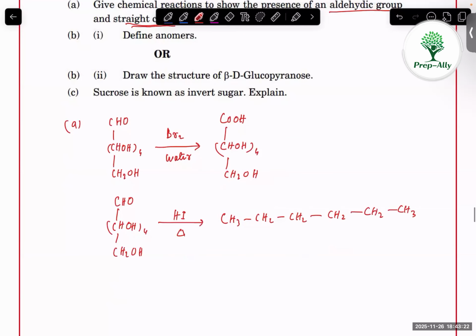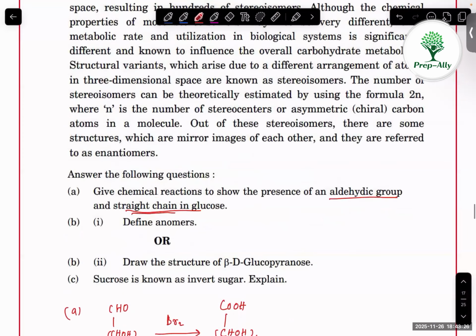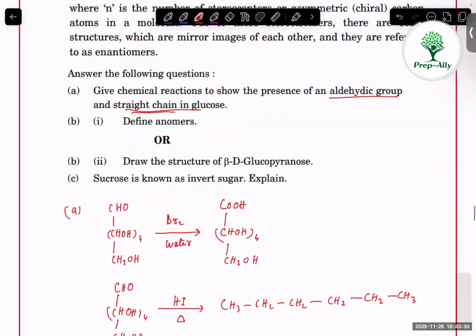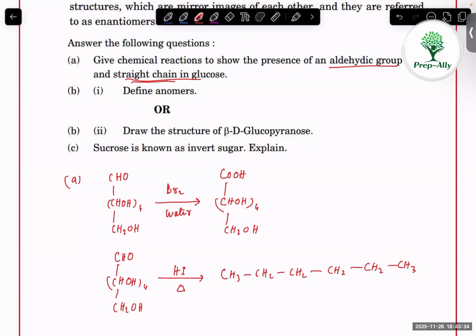So B part. As you can see, this is a case study question, and these are basically 4 marks questions. If you write this, most probably this will be for 2 marks. Two equations are there, this is for 1 mark, and this is for 1 mark.